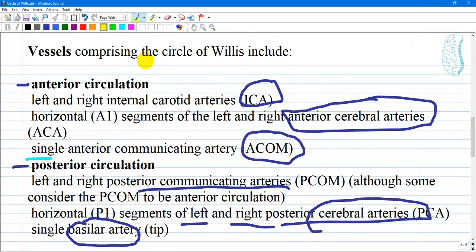How about the vessels? You should know every vessel, how it communicates with the others, and its importance. To memorize these vessels, you have to draw this circle of Willis many times on paper. So there are two compartments: anterior circulation and posterior circulation. Anterior circulation has the internal carotid artery, anterior cerebral arteries, and a single anterior communicating artery. And posterior circulation has the posterior communicating arteries and cerebral arteries, which are derived from the basilar artery.